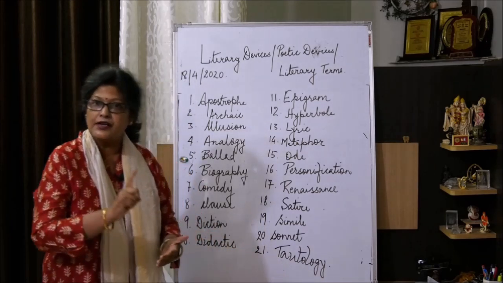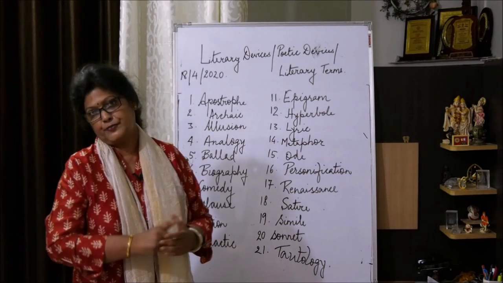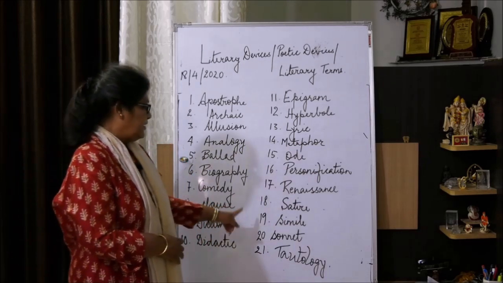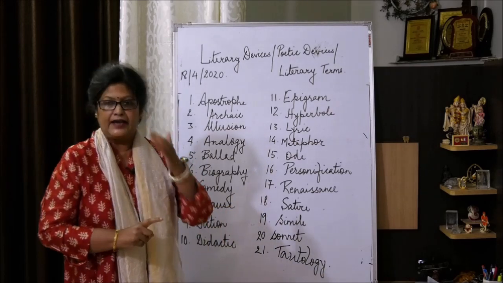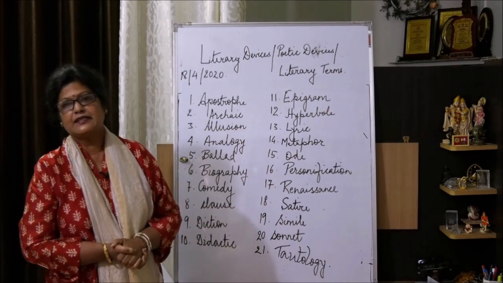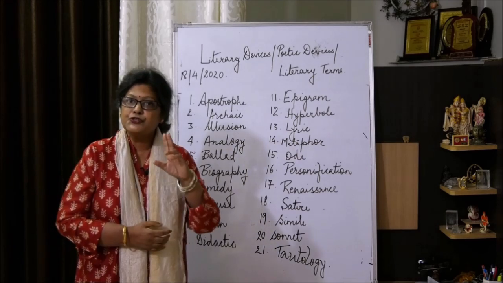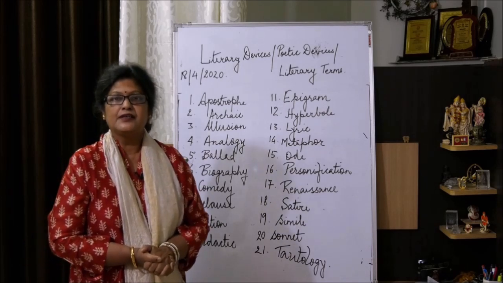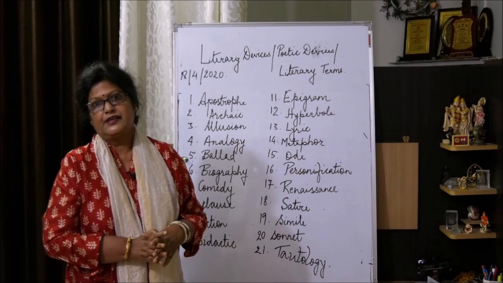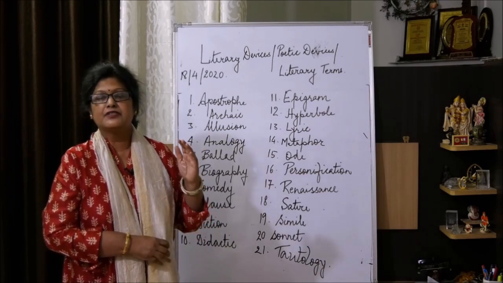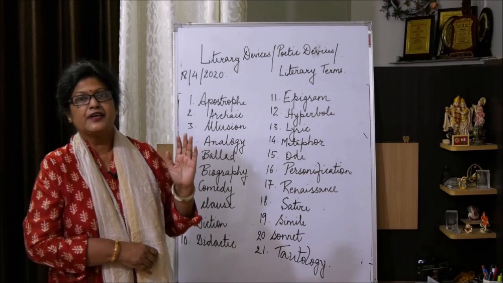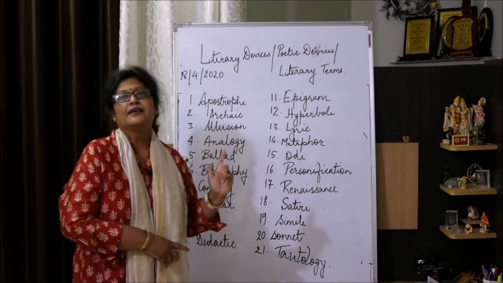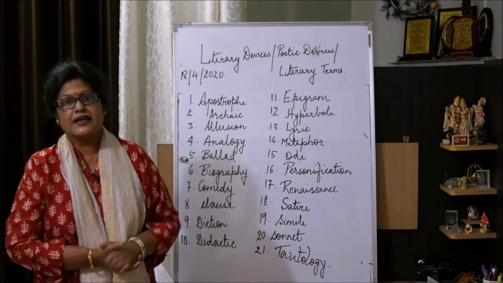Now remember, sonnet is in the form of the poem. Form means the structure of the poem. It is a poem of 14 lines, and there are two types of sonnets. One is the Shakespearean sonnet. The Shakespearean sonnet has 3 quatrains of 4 lines each and a couplet at the end. But the other is the Petrarchan type of sonnet.